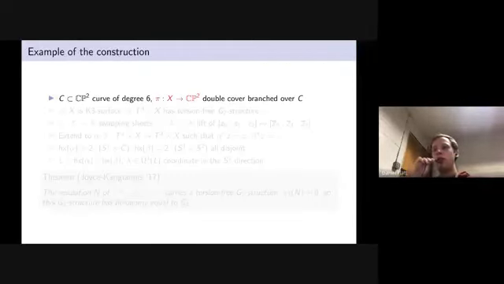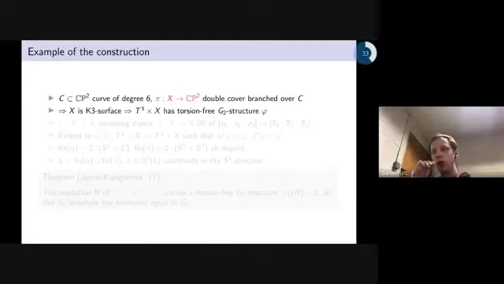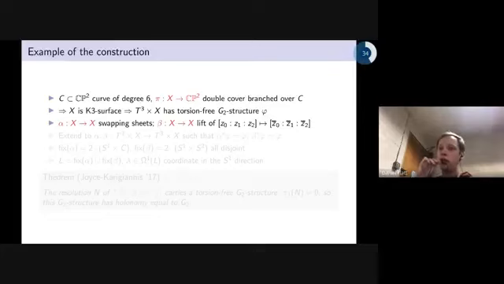One example of the construction, which is taken straight from their paper, is the following. Take a sextic in CP2 called C, and take X to be the double cover branched over C. Then we know that X is a K3 surface, and as we've seen before, T3 times X has a torsion-free G2 structure. Let's denote this by phi. Then on X, we can define two maps. First, the map alpha, which swaps the sheets. And then beta, which is a lift of the complex conjugation map from CP2.